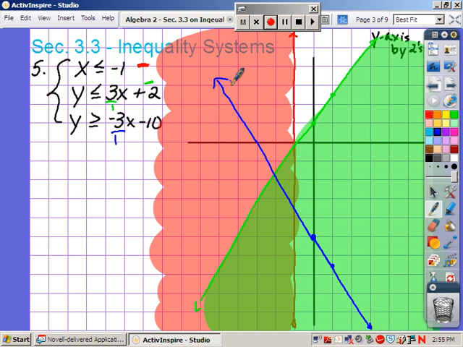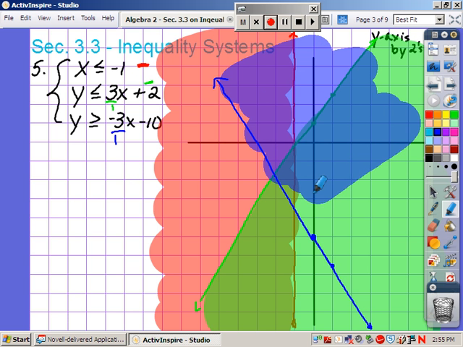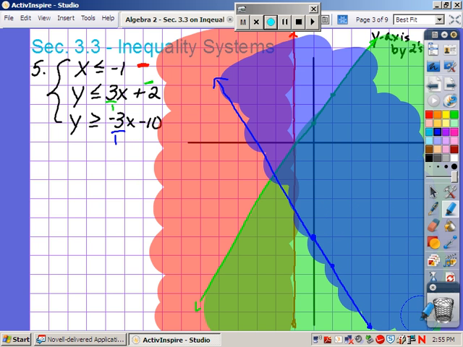And my shading for this one is going to go up because it's greater than it. So I'm going to have shading going all off in this direction. So it gets a little tough to see with all these colors in here. But really our shading overlap is very, very small here. It's just in here. It was below the green line, to the left of the red line, and above the blue line. It's just this little area right here.